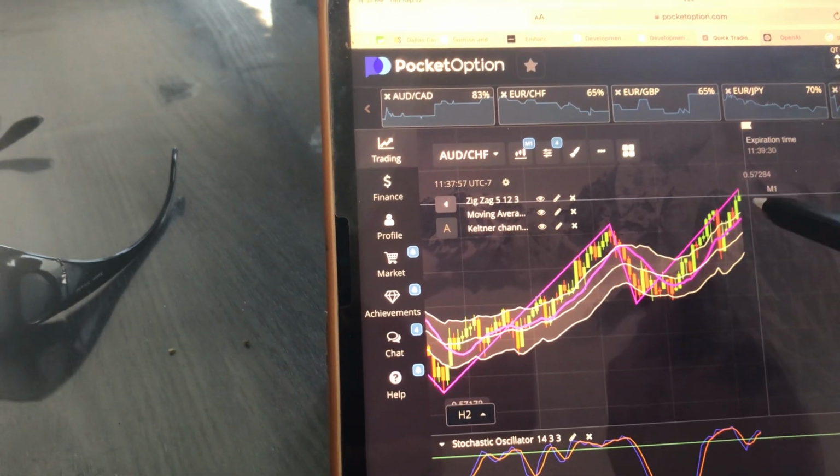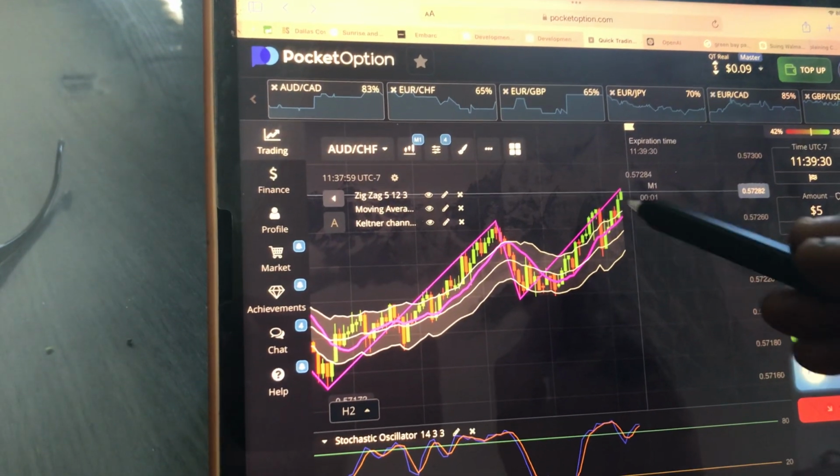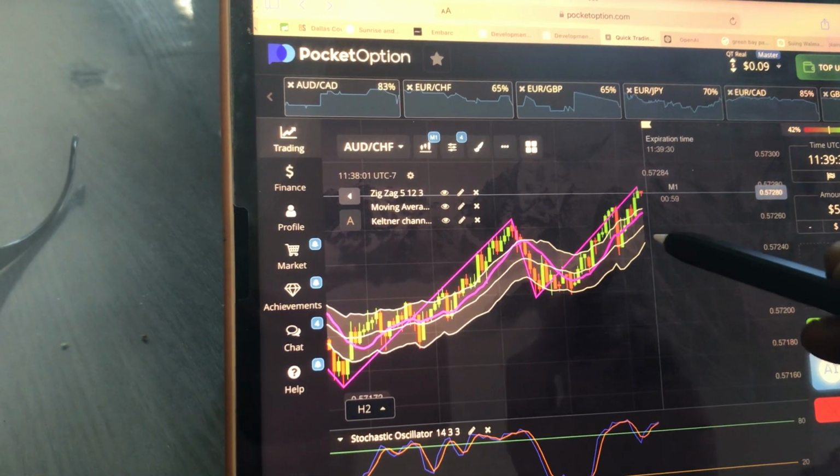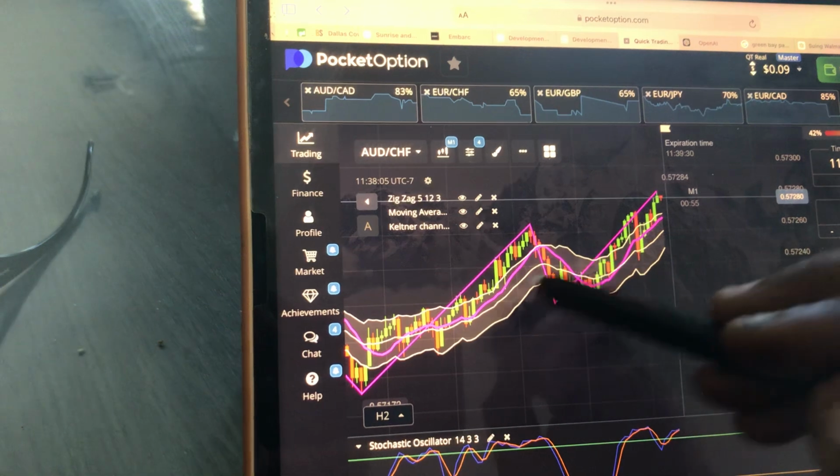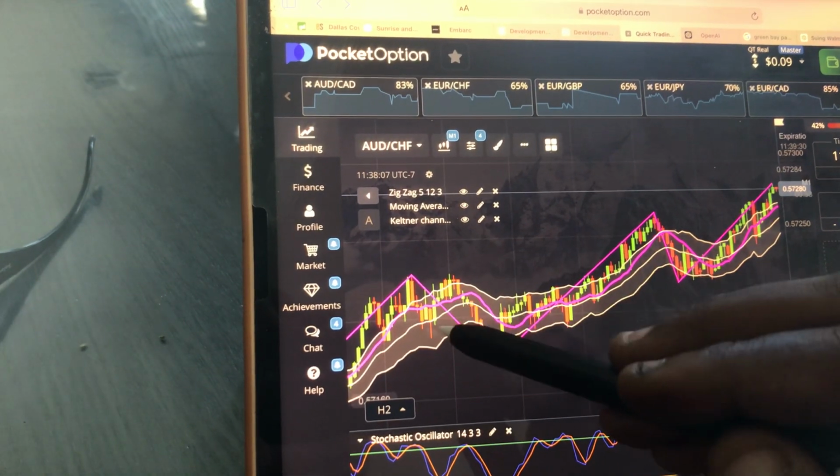So it's gonna do this eventually. It's gonna go down eventually, just like they always do. See, the market always goes down eventually.